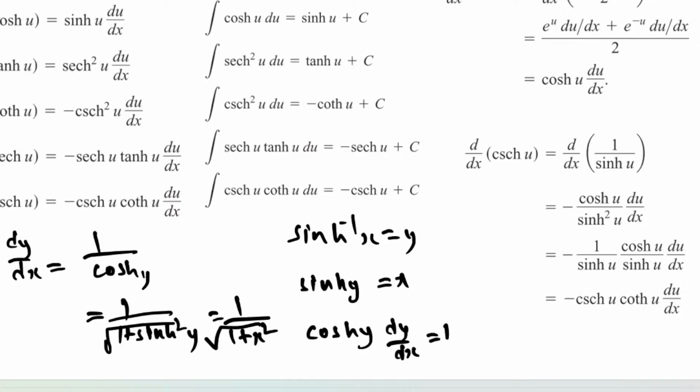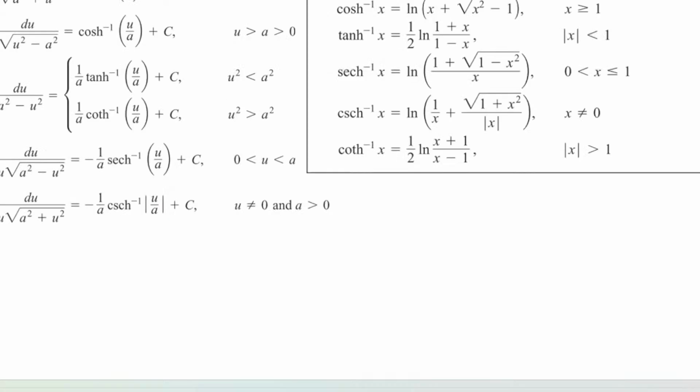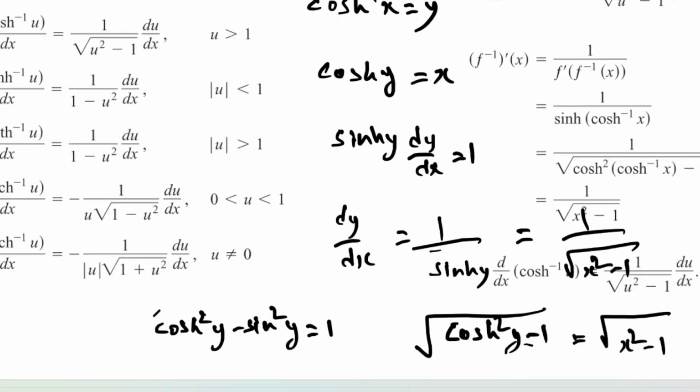Sir, is sin square hy minus cos square hy equal to 1, or cos square minus sin square equal to 1? Cos h square minus sin h square equals 1. I did it the other way round, that's why I got it wrong. Now you got it, no? The remaining ones you can also do like this. So this one you know.